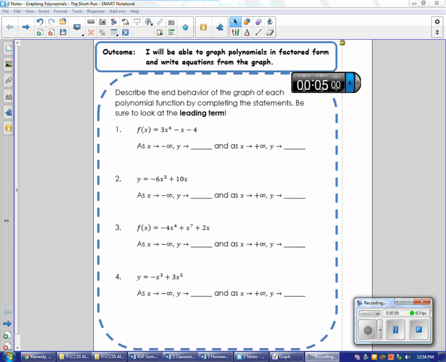The quarterly assessment is worth 10% of your grade. It's the same assessment that every Algebra 2 student across the county is taking. So it's important that you guys are ready for it.